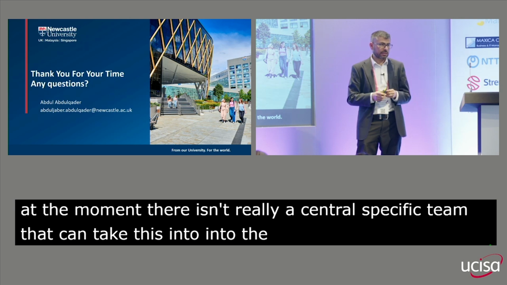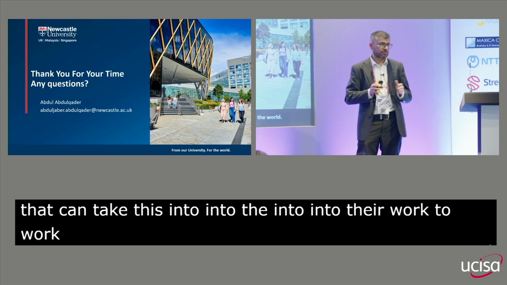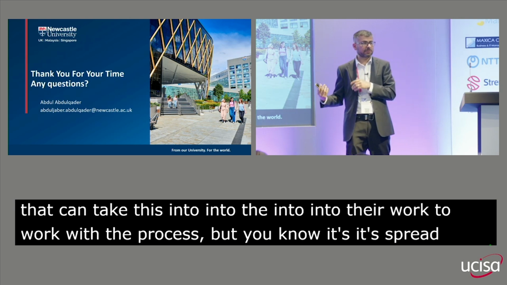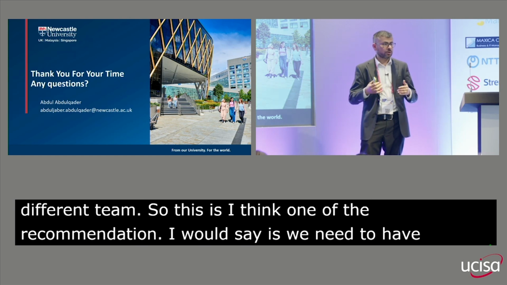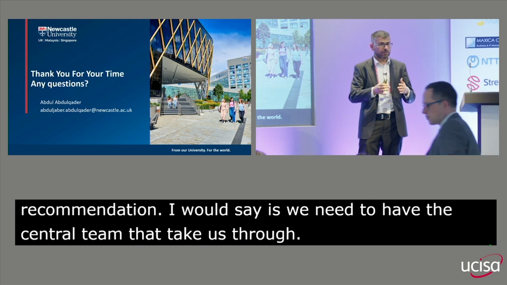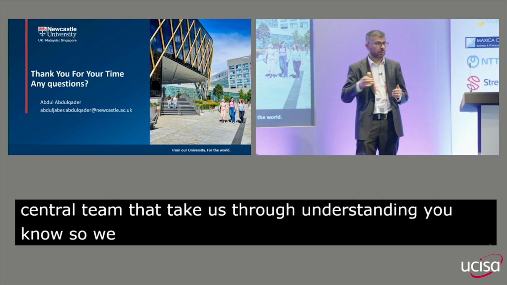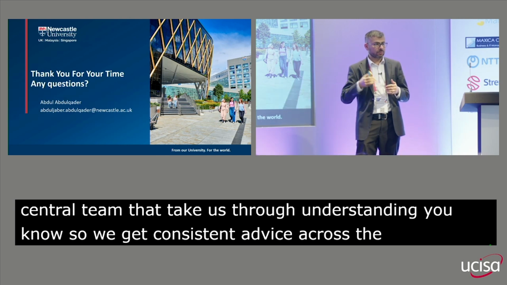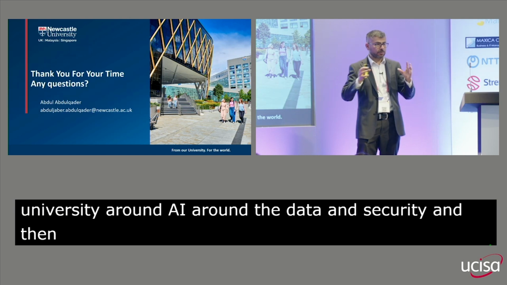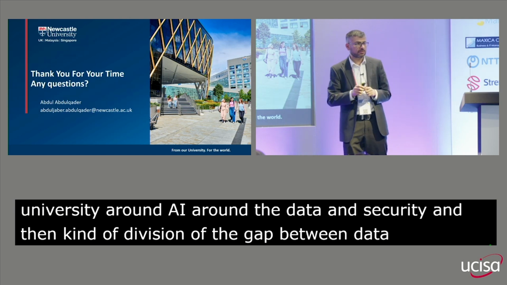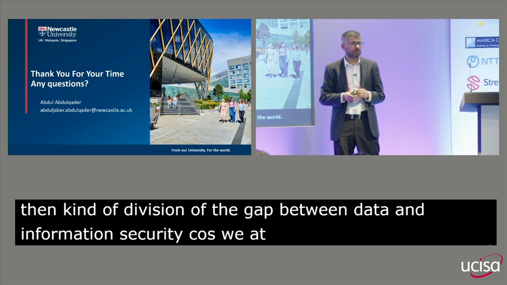But at the moment, there isn't really a central specific team that can take this into their daily work process. It's spread around different teams. So one of the recommendations I did say is we need to have this central team that gives consistent advice across the whole of the university around AI, around data and security, and bridges the gap between data and information security, because at the moment this is a gap that we're trying to fulfill.